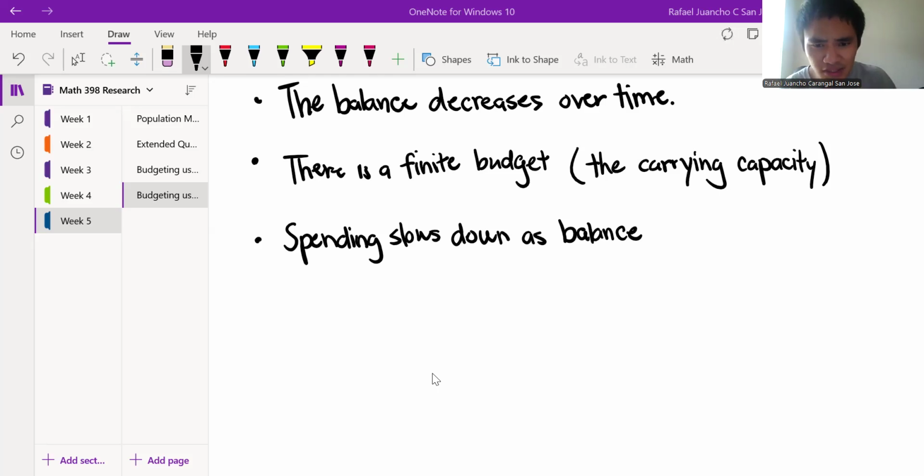Okay, so here the balance decreases. And from there, the carrying capacity itself also decreases as we approach the deadline.